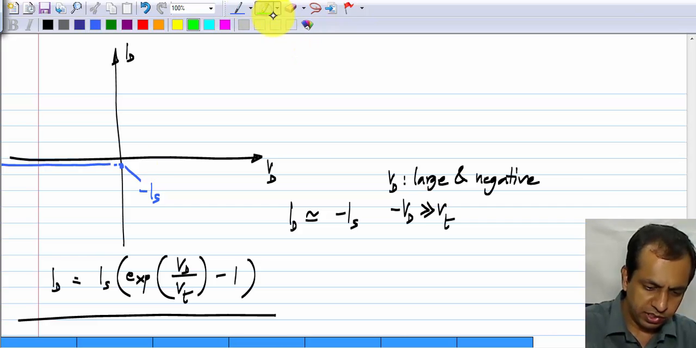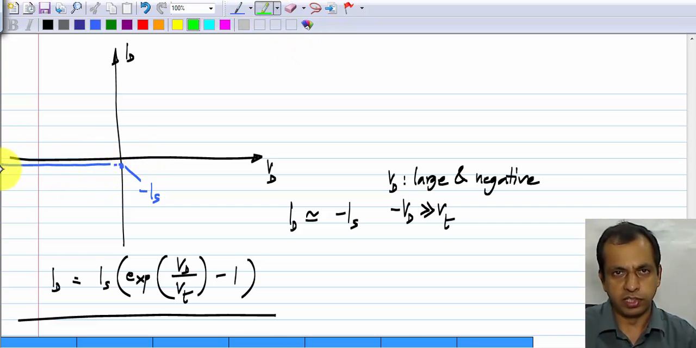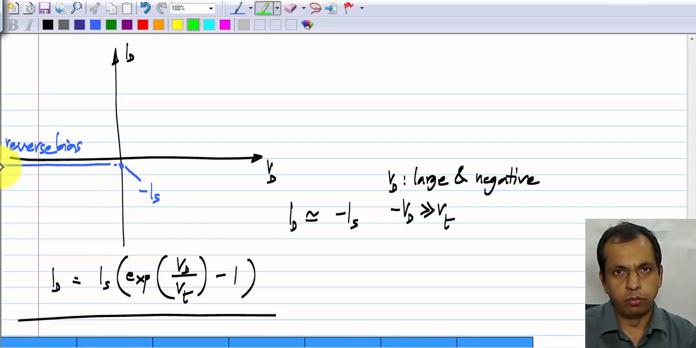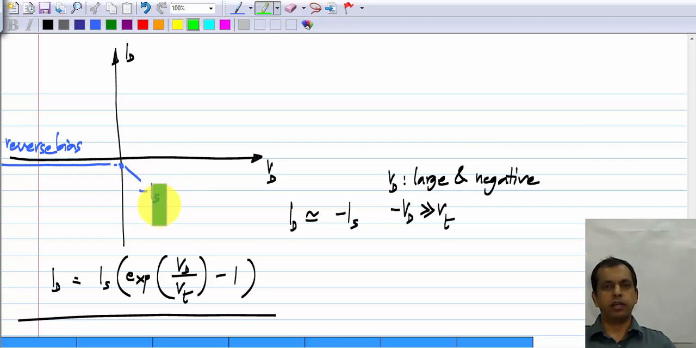So what it means is, in this region when Vd is negative, by the way, that region is called reverse bias, the current will be almost constant and it will be equal to minus Is, and in fact this is the reason why Is is called the saturation current or the reverse saturation current.